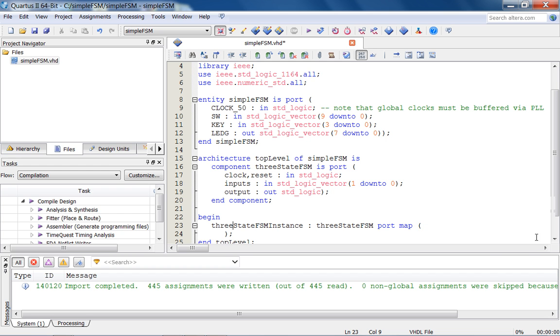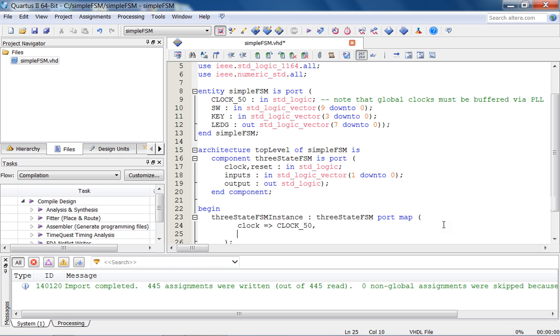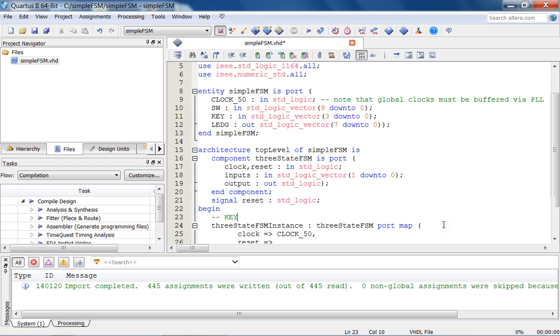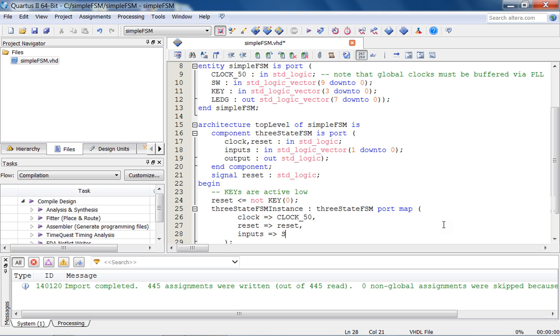Clock is clock_50, reset is key 0. Note that I just realized key 0 is active low. So for signal reset, keys are active low, so I'm just going to NOT it. When I press it, I get a 1, so it resets. So reset is not of key 0. Then inputs is SW 1 down to 0, outputs is LEDG of 0.